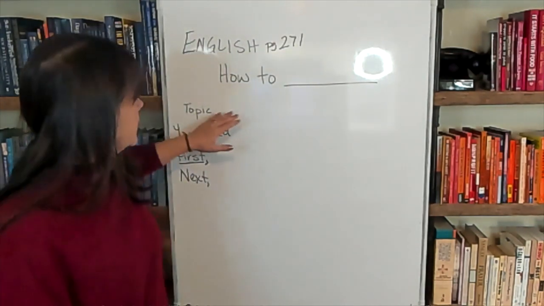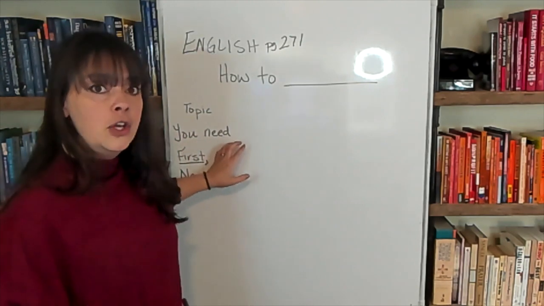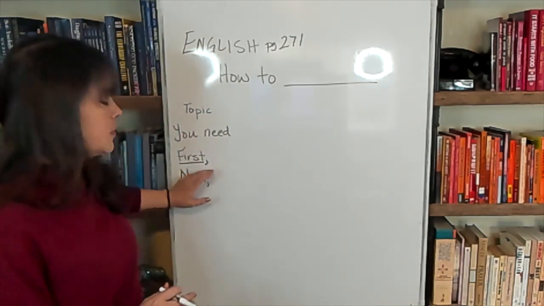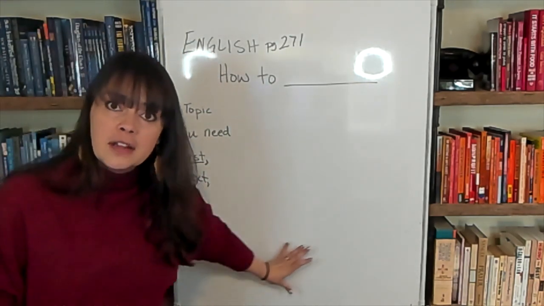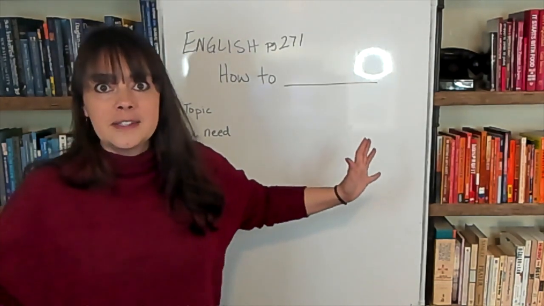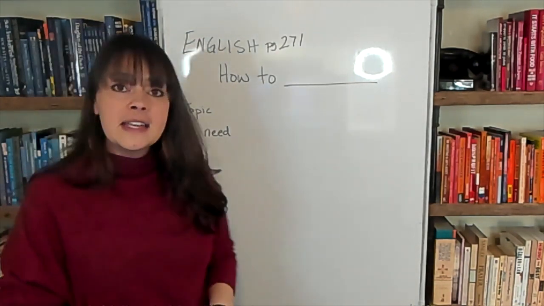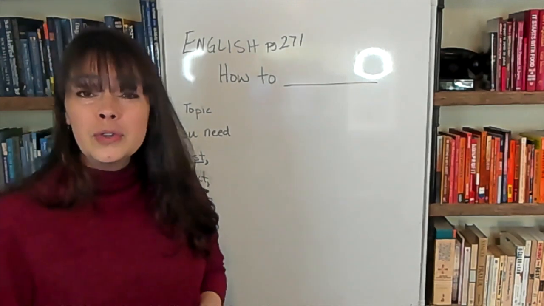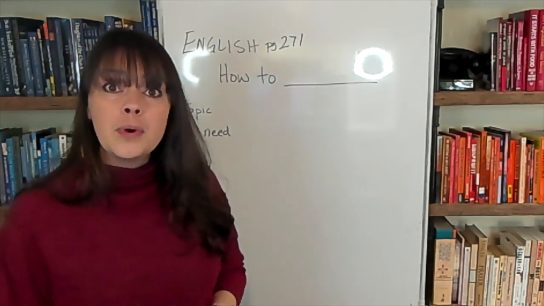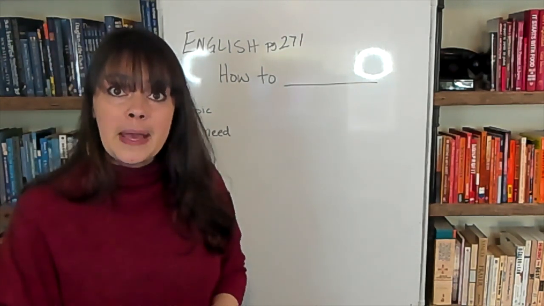Making hot chocolate is fun. You need blah, blah, blah. First, next, last. Hot chocolate is delicious. Ending sentence. Okay, so I want you to work on this. Ask one of your grown-ups or an older sibling to help you if you need some help crafting your sentences and getting them onto paper.